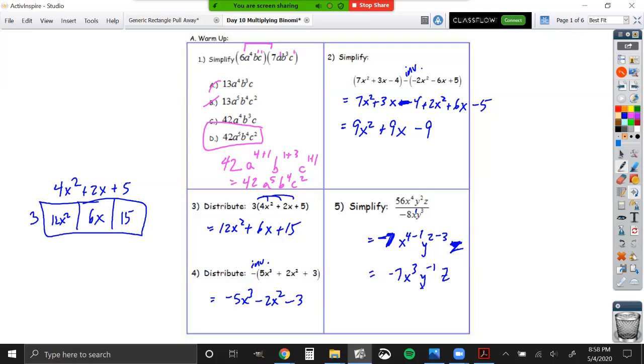But you can't end the problem with a negative 1 exponent. So we're going to use our rule, n to the negative 1 is 1 over n to the 1st, and get negative 7, x to the 3rd, z over y to the 1st. This is the best answer. Hopefully you got all those right, and let's move on.